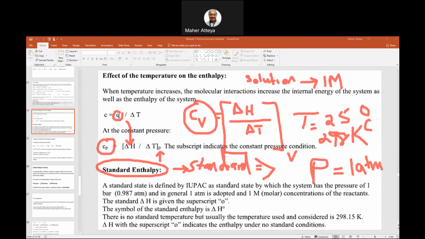And how we relate this is by the small o on the top of delta H. If you look at that delta H, it has a small o, which always means standard. That's standard enthalpy or standard heat. So standard heat means if you are dealing with a combustion reaction, not a solution, then 1 atmospheric pressure and 298 Kelvin or 25 degrees Celsius. If you are dealing with solutions, now you add to those 1 molar. The solution has to be 1 molar. Okay, guys.